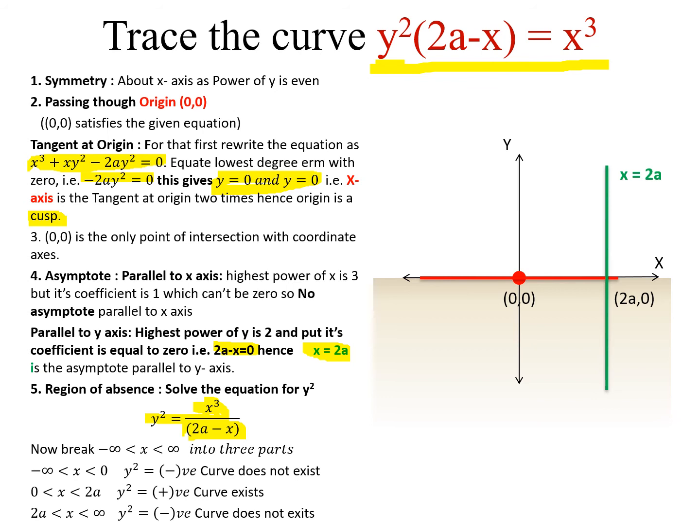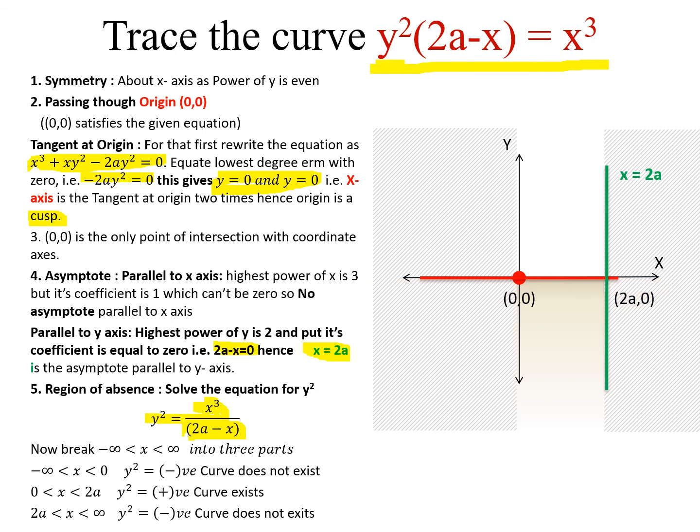One by one you have to put these values and check whether your curve exists or not. So in the first region the curve does not exist, so we put the dash area, and in the third region also the curve does not exist, so we have put a dash area here. Now you have to draw your curve only from 0 to 2a, that is from x equal to 0, the y-axis, to x equal to 2a.